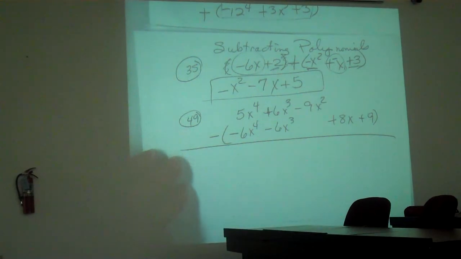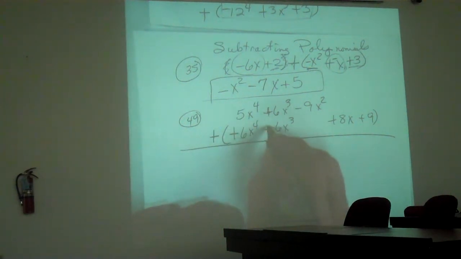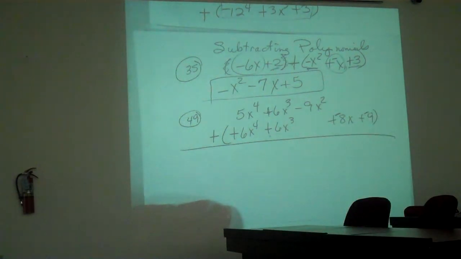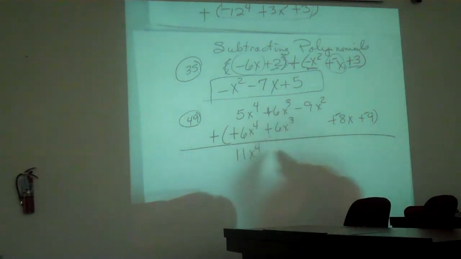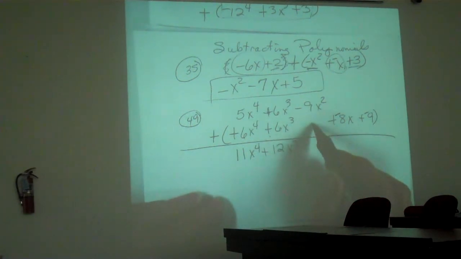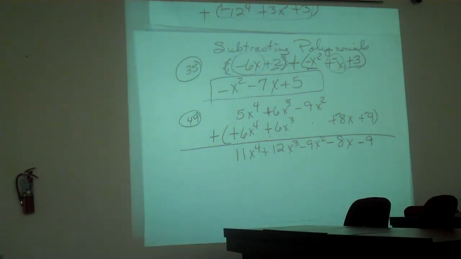Okay, even on this one, before you do it, change this to adding the opposite so you won't mess up. Because otherwise you're going to look at this and say, oh, that's 0, so it'll cancel out. But this actually is not going to cancel out. So change it to adding the opposite, the opposite, the opposite, and the opposite. Change all the signs. And then all you have to do is add them. You don't have to remember you're subtracting. So 5 plus 6, 11x to the 4th. 6 plus 6, 12x to the 3rd. There's nothing to add that to, so just bring it down. Plus a negative, just put minus. Don't put plus negative. Just put minus 8x. And a negative 9, just put minus 9. You don't need to put plus negatives in there. Okay, so that's the answer to 49.